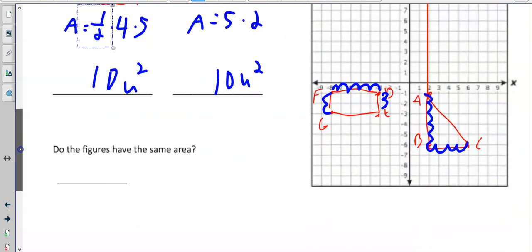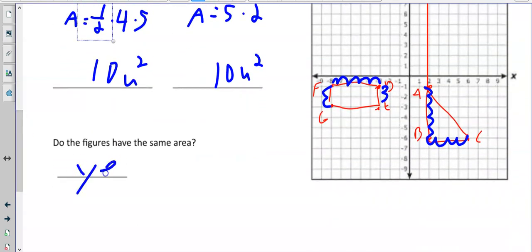Which leads to the next question. Do they have the same area? Yes, they do.